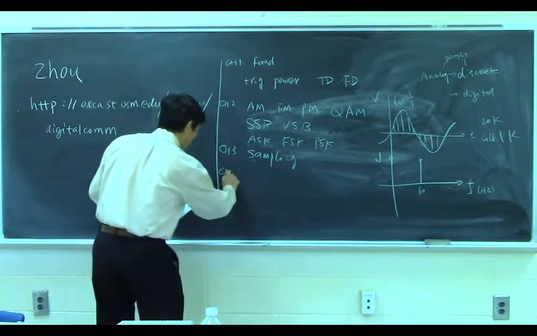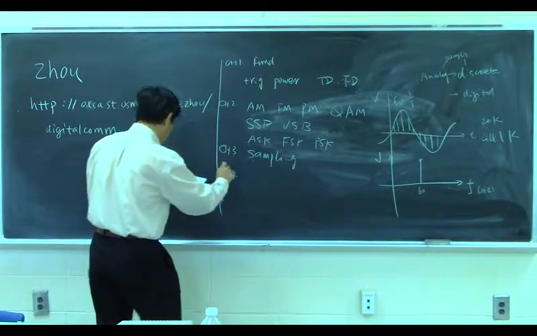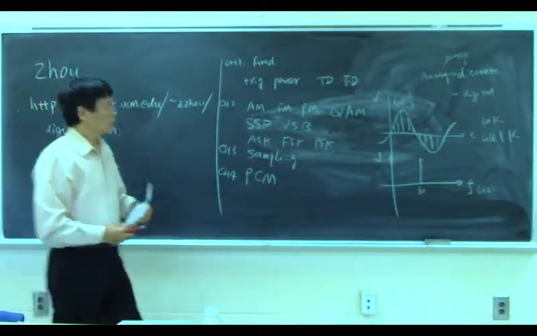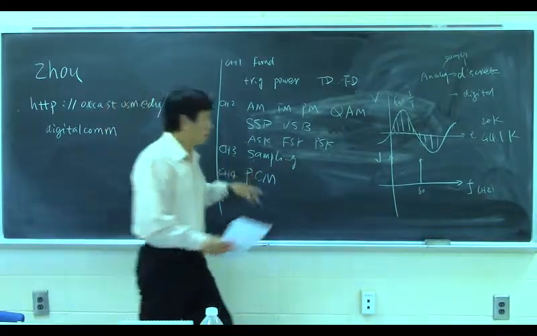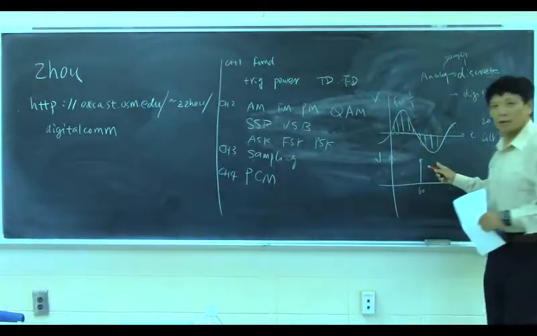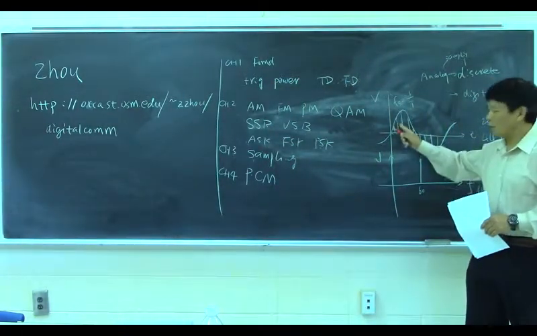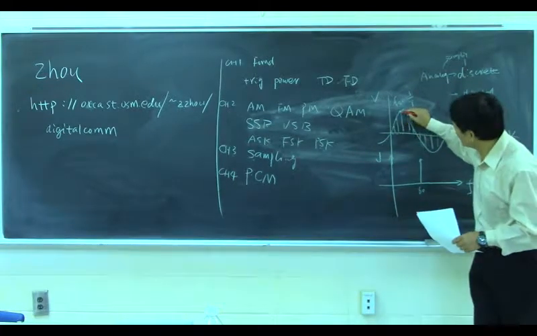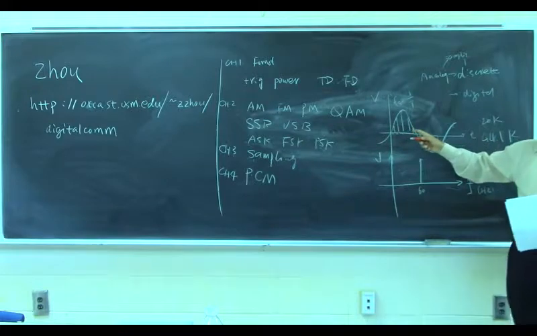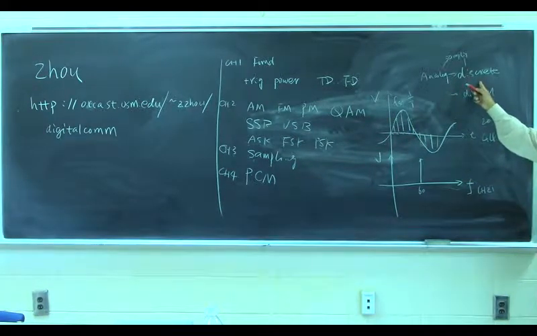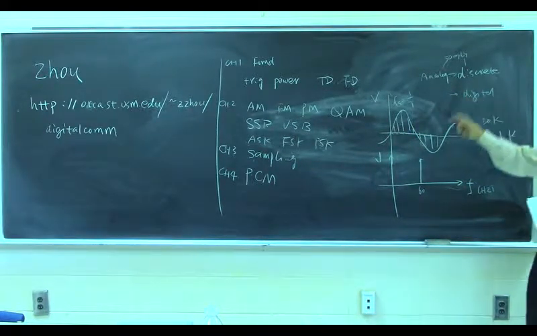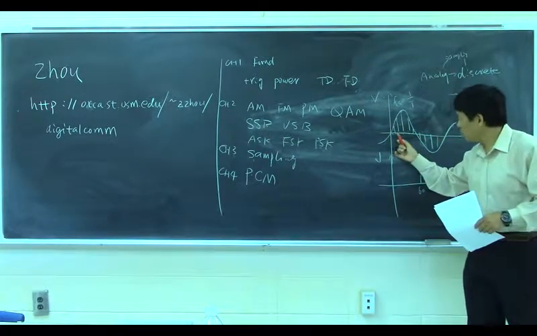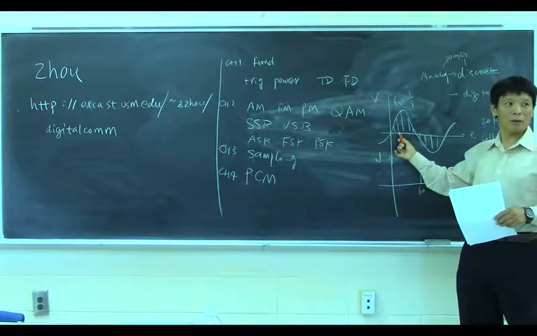The next chapter will be pulse code modulation. So as in chapter 3, we are given an analog signal. We know how fast we should sample this data. Once we get this sampled data, this is discrete value. Discrete value means in time it is discrete. That means we have a value here, we have a value here, but we do not have any value in between.